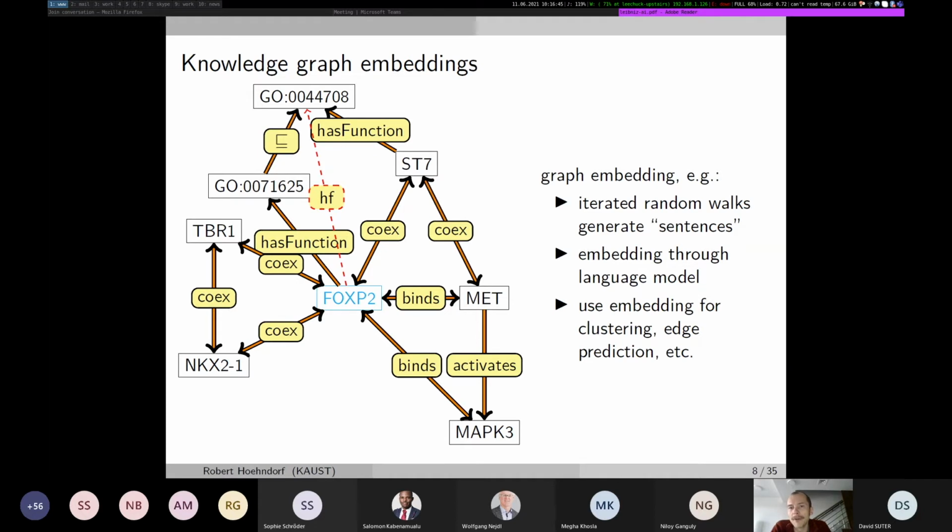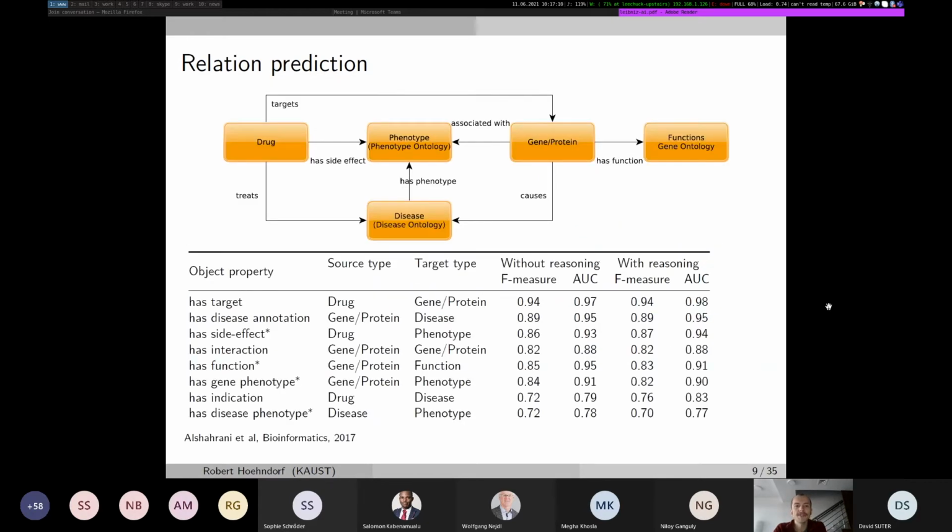And then we can use a graph embedding, for example, one based on random walks, in which we have sentences, and then embed this through a language model, or one of the many other knowledge graph embedding methods that have been developed in the past. And these embeddings we can then use for different types of tasks, such as edge prediction. And we tried this in 2017 on a large knowledge base consisting of several ontologies and an ontology of phenotypes, diseases, and functions. And we tried to predict a number of different relations between entities which are relevant in biomedicine.